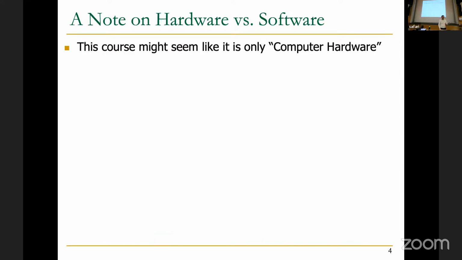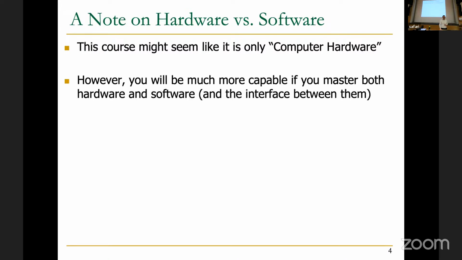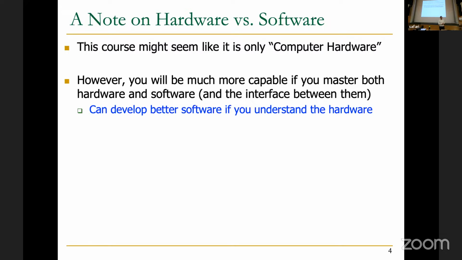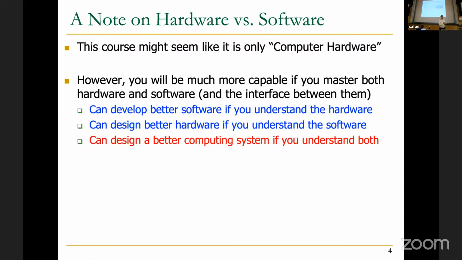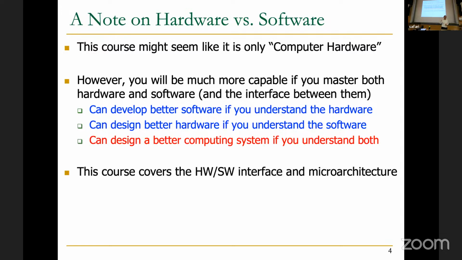Okay, before I move on to combinational logic, I should also emphasize what I said earlier. This may seem like this is only computer hardware, but it's really about hardware and the software and the interface between them. And you'll be much more capable if you master both hardware and the software and the interface between them. And it's already happening. People who really drive innovation understand both. You can develop better software if you understand the hardware, and you can design better hardware if you understand the software. And you can design a better computing system if you actually understand both. And I've already shown you examples of that.